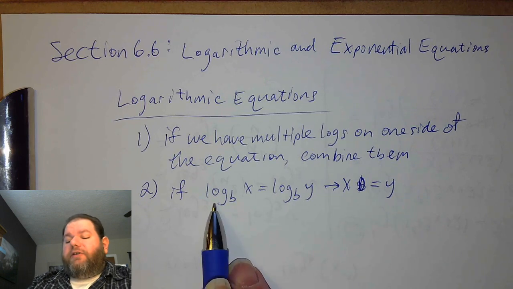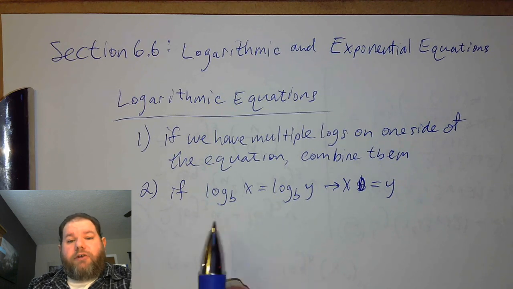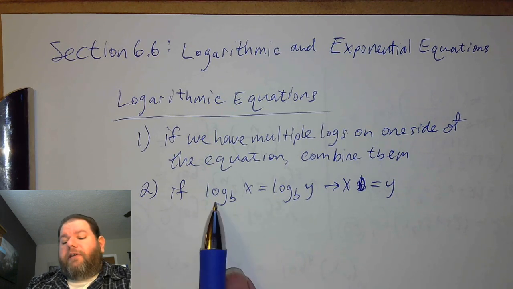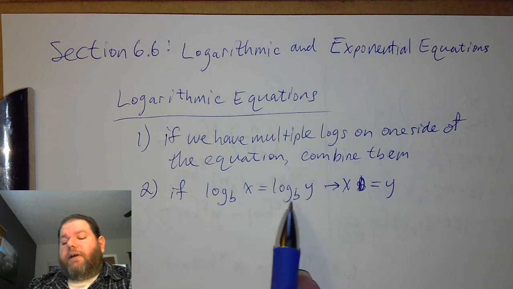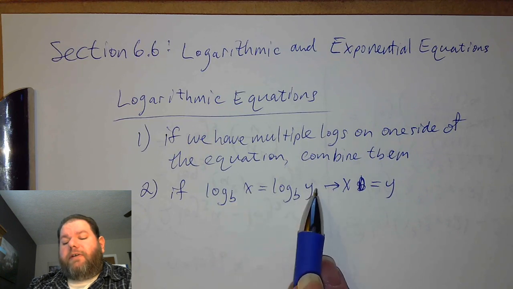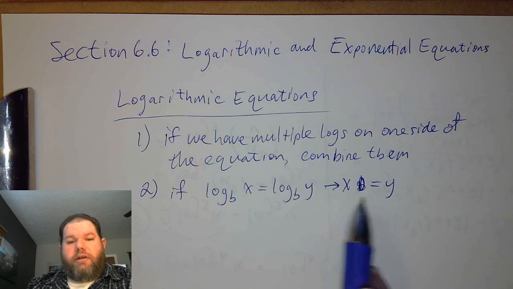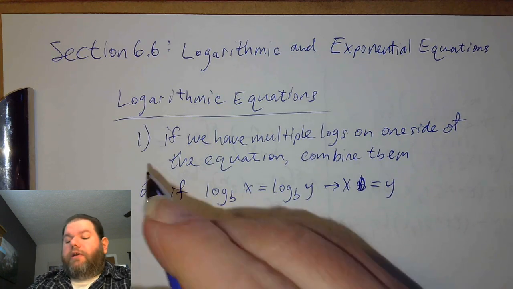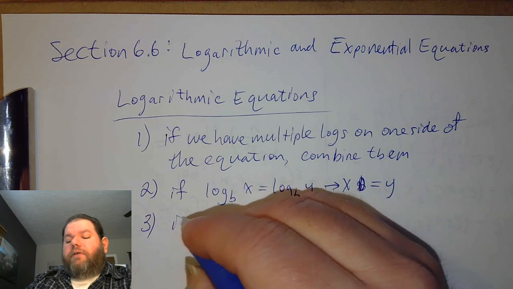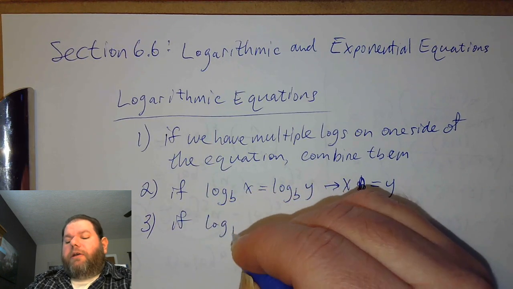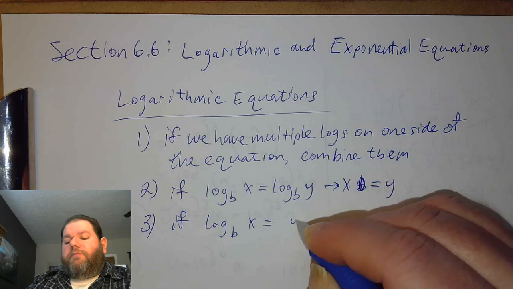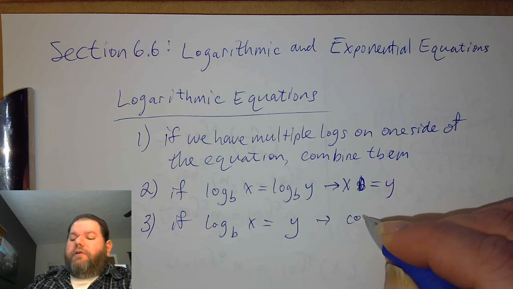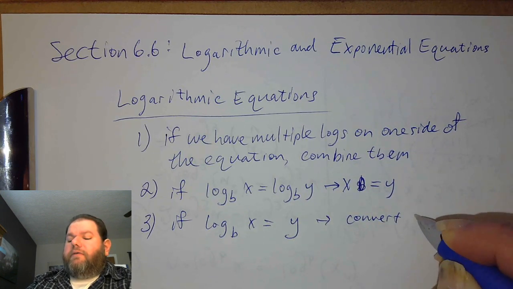And this is actually very similar to an exponential property that we used. Basically saying if we have the same logarithm on both sides, then their arguments inside must be equal to each other. X equals y. And the third rule says if log base b of x is equal just to some number, then we convert and solve.